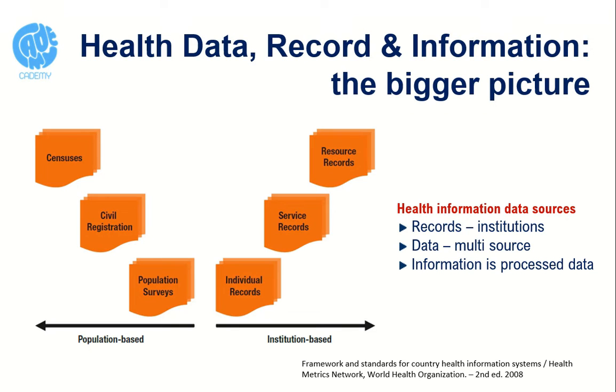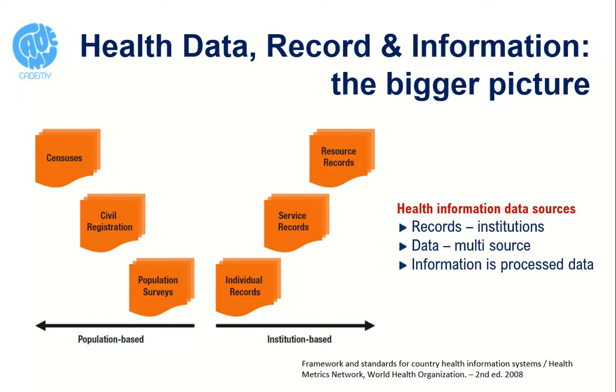Now, first of all, let's look at the two dichotomy, or the two sources, of health information data. From the WHO document, Framework and Standards for Country Health Information, we're very well informed that once you mention records, you're actually dealing with institutions, facilities. Then when you mention health data, you're talking about data that would refer to both institution or other sources, okay, like population based, like census, like civil registration, or population survey.